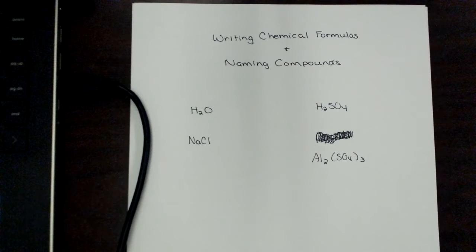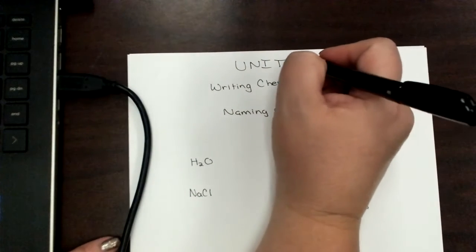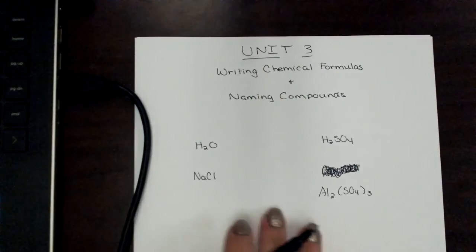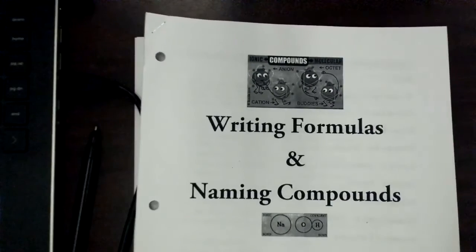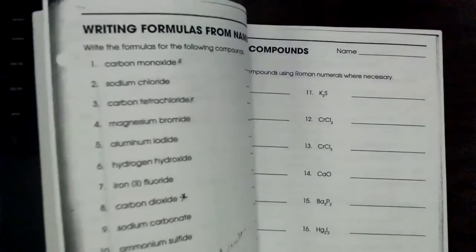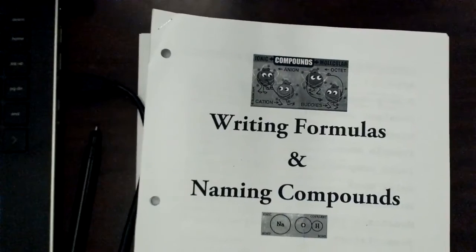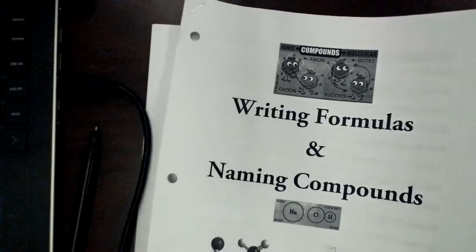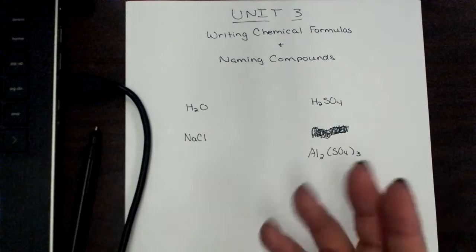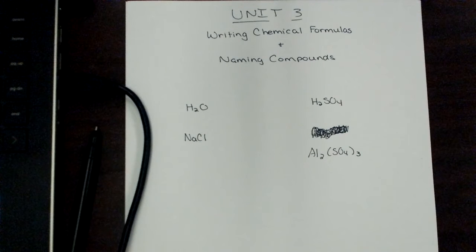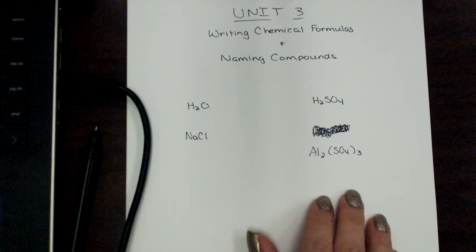Okay, so we're starting Unit 3, and Unit 3 is all about chemical formulas and naming compounds. In the Google Classroom, you're going to find worksheets that you're going to be completing that are all about writing chemical formulas and naming these different compounds. Today I just want to talk a little bit about what a chemical formula is, why we have chemical formulas, what the purpose of them would be, and then what do they actually mean when we look at them.